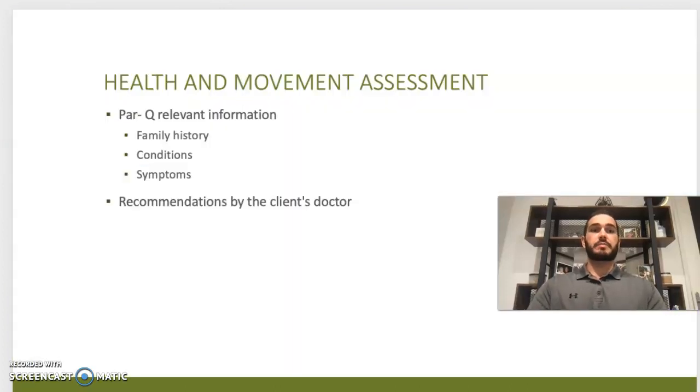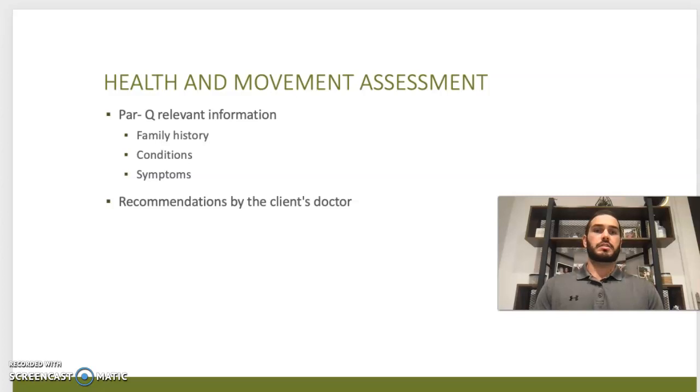First slide is health and movement assessment. First off, for the Part Q, my client is a 29-year-old female. She does have a very poor family history. I would note a couple of strokes, diabetics, and some GI diseases that are hereditary. And one she's actually been diagnosed with that's not hereditary and hasn't been reported in her family is Graves' disease. This is a thyroid condition, kind of complicated in her case.